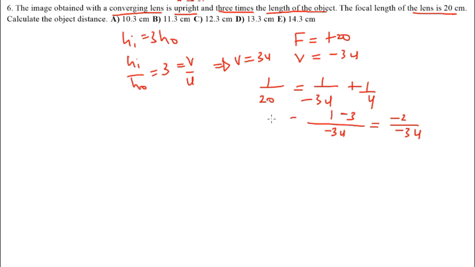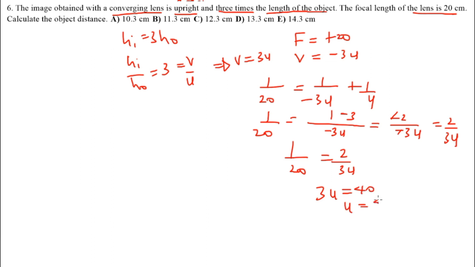Okay, and of course I will have 1 over 20. This negative can go with negative, so that I will have 2 upon 3u, which means that 1 over 20 is equal to 2 upon 3u, which means that 3u is equal to 2 times 20, which is 40. That means u is equal to 40 upon 3. 40 divided by 3 is supposed to be 13.33 centimeter. So I think that's correct, the object distance. Now let's solve the next question.